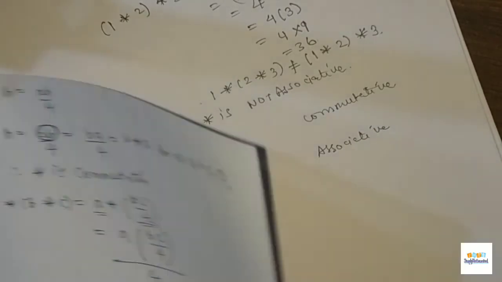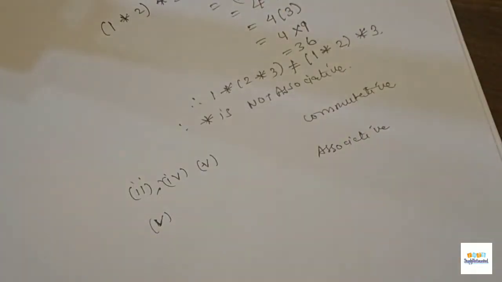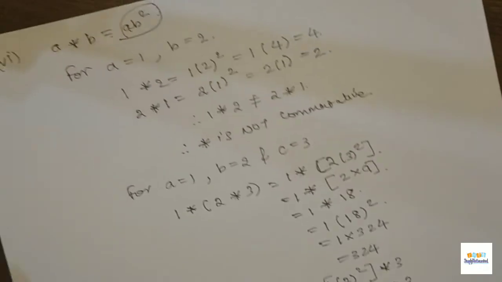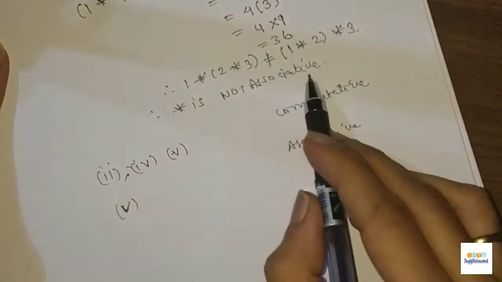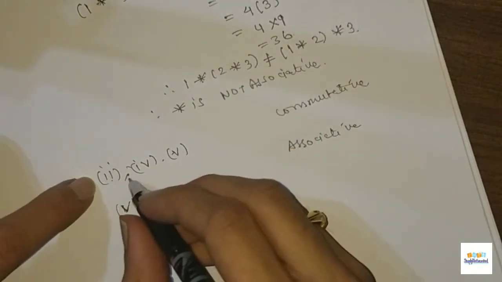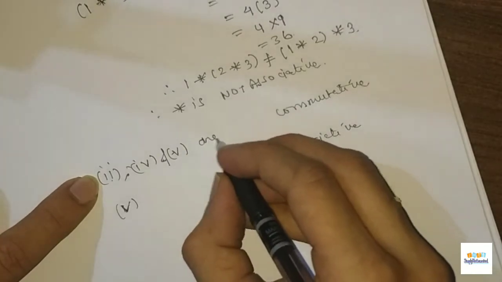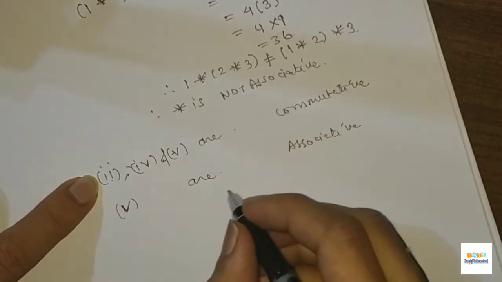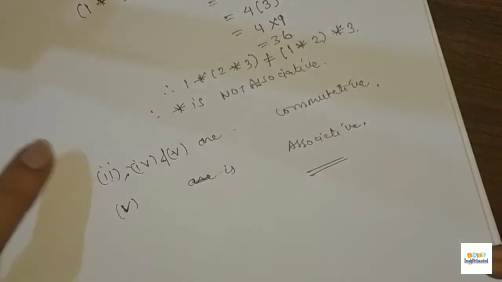And what about sixth? Sixth, we have solved it here. Sixth is not commutative as well as not associative. So what you have is second, fourth and fifth are commutative and fifth is associative. So this is the answer for the ninth one.